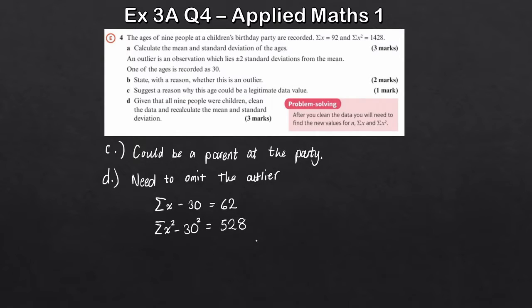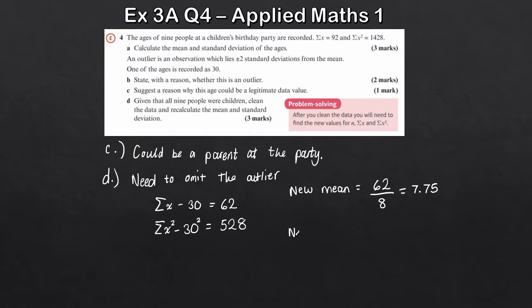Okay, so now that we've got both of these, we can now just work out the new mean and the new standard deviation. The only thing you've got to be careful of is obviously don't forget now, because we've eliminated one of the values, we have now 8 ages rather than 9. Okay, so the new mean, how would we work that out? Well, that's just going to be sigma x, so our new sigma x 62, divided by n, where n is 8. Okay, put this on your calculator and you'll get 7.75 there. Okay, so that's our new mean.